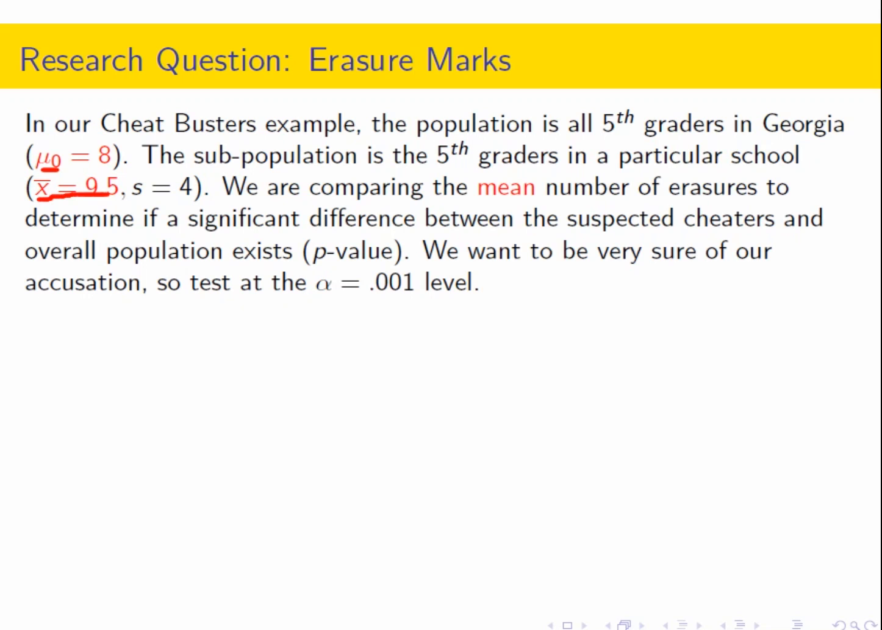Right? Now, we've been dancing around how to set alpha, and we have set it slightly differently recently. And so here we're going to test at the alpha equals 0.001 level. Why? We're using a much lower level of alpha than 0.05 because we want to be very sure. We're going to make this accusation in court. We're going to potentially send people to jail, and they did go to jail. So we're going to use a much more strict alpha.